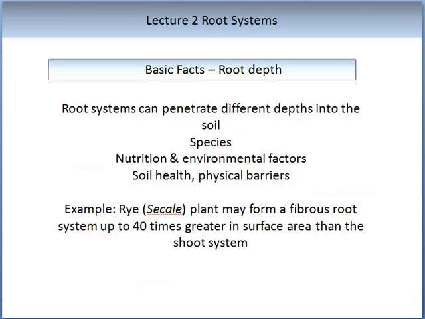An example of how great root depth is demonstrated by the rye plant. This can produce a fibrous root system up to 40 times greater than its surface area, a very impressive feat. In trees and shrubs, the absorptive roots are usually superficially located in the soil, but the root system often extends laterally beyond their aerial canopies.